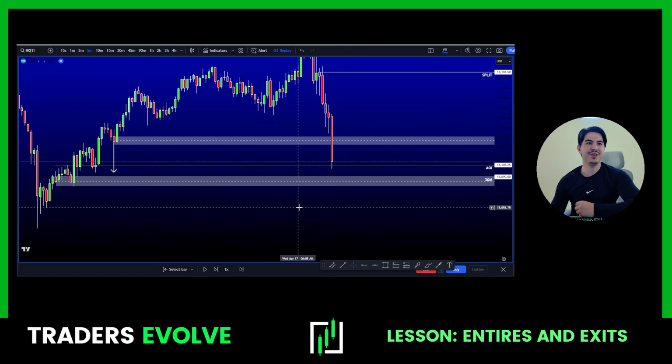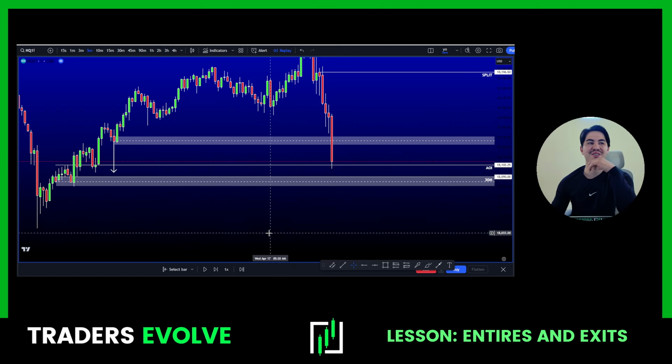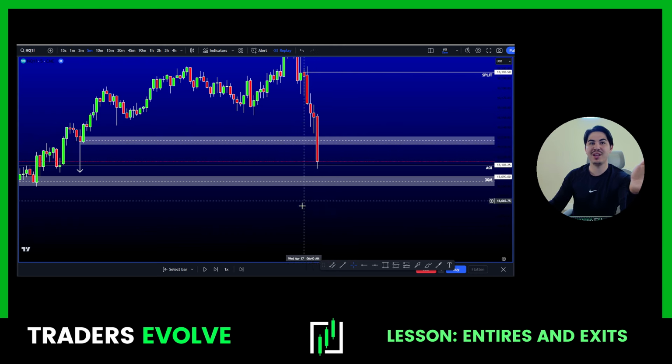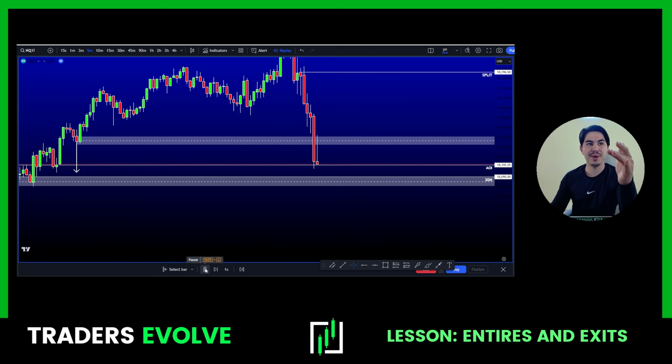Ooh, we broke, we filled the imbalance into the AOI. I love how the 1-minute moves so fast, but you see what I talked about earlier, the aggression, right? We had aggressive, aggressive, aggressive breakthrough of 50%, play the short, play it all the way down to AOI. Do we break AOI? We'll see right now.